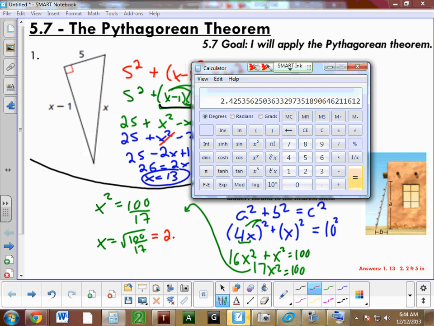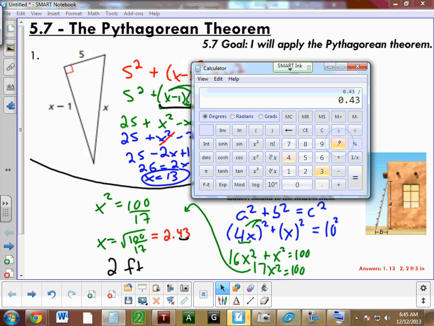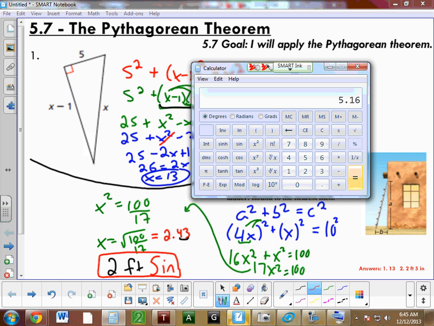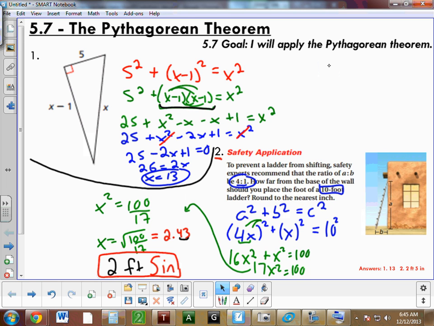So 2.43. Now, this is in feet, so I have to take that 0.43 and multiply that by 12. So this is going to be 2 feet, and then I'm going to take 0.43 times 12, which is about 5. So it's 2 feet, 5 inches. So that's how you get that. If I confused you with the square root part in the calculator, I'm sure you know how to do that on your own calculator. So, all right, so that's that.